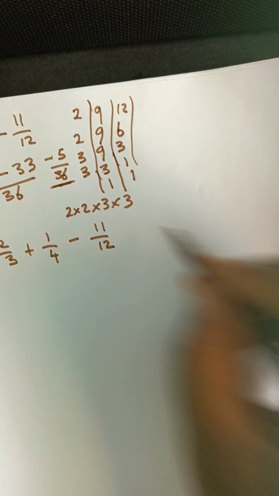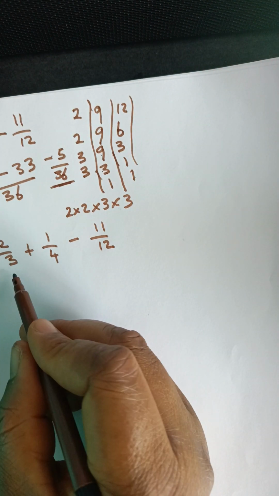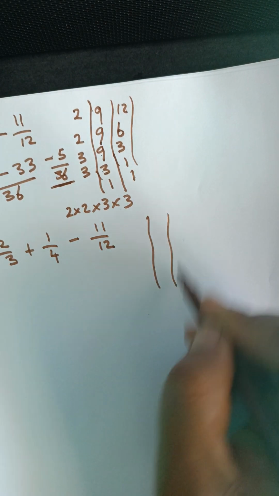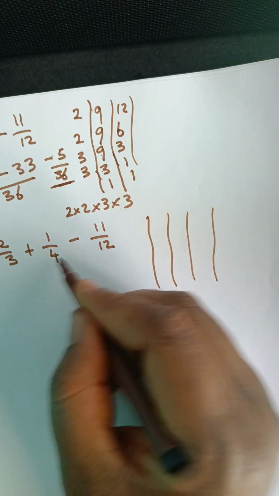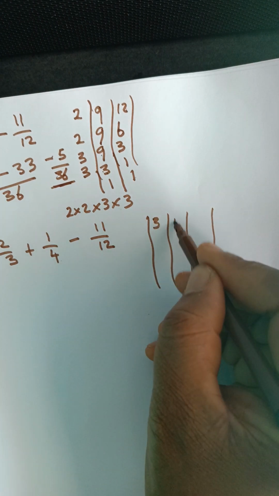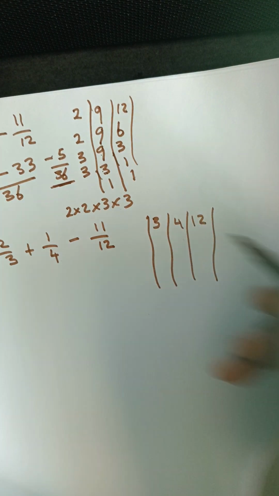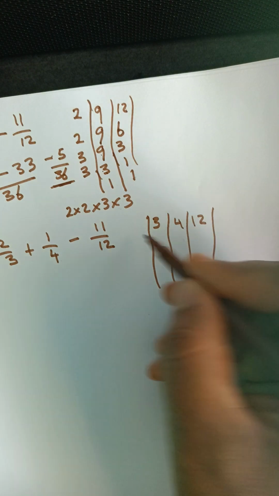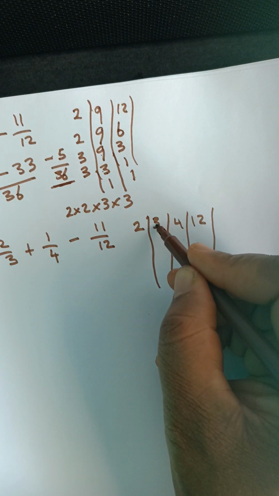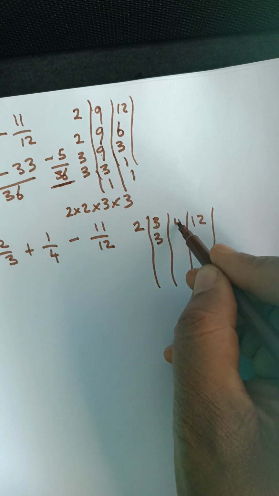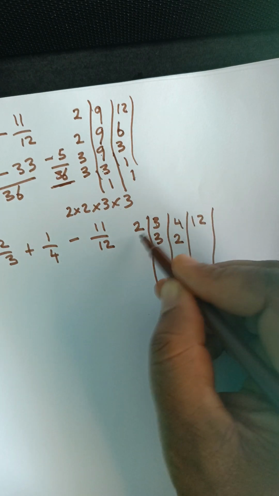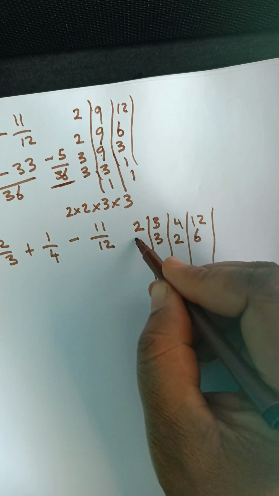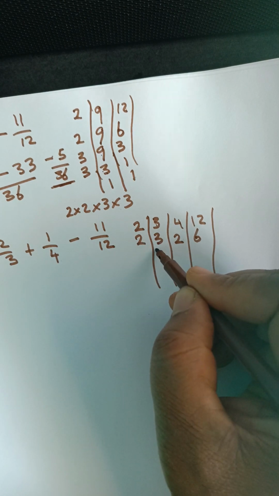So this time around we're going to solve for the LCM for 3, 4, and 12. What's the lowest number that can divide one or two or three of them? 2. 2 can't divide 3, so bring it down. How many 2s are in 4? 2. How many 2s are in 12? 6. What can divide again? 2. It can't divide 3, we'll bring it down.